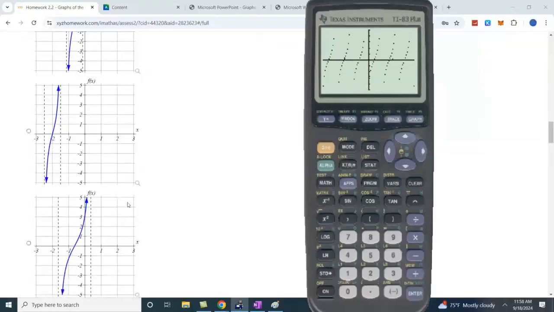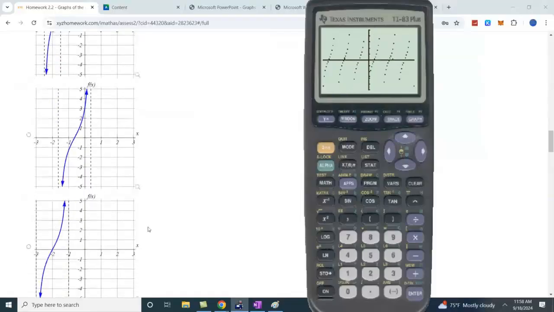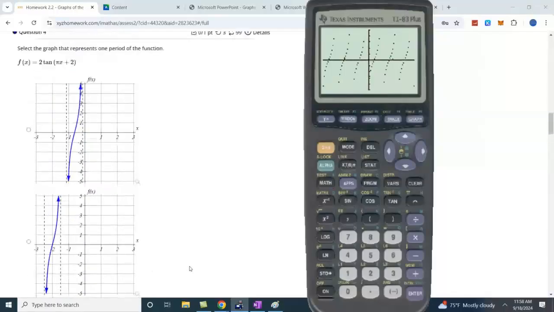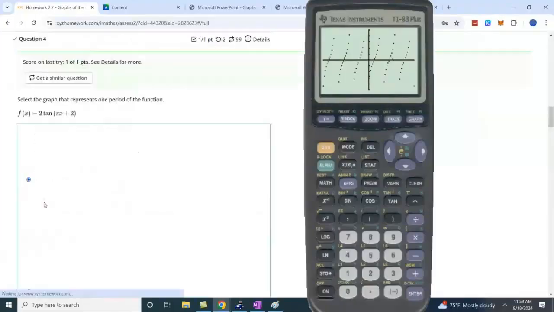If I scroll down, notice that this third answer choice actually goes past the y-axis. And my last answer choice is not even close to the y-axis. So my best possible answer here is going to be A.